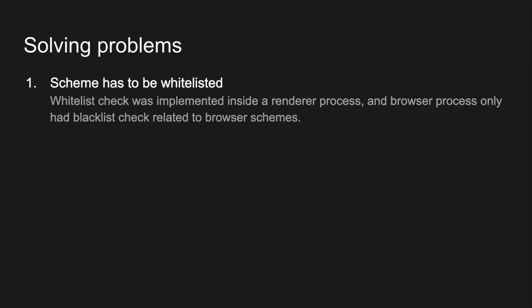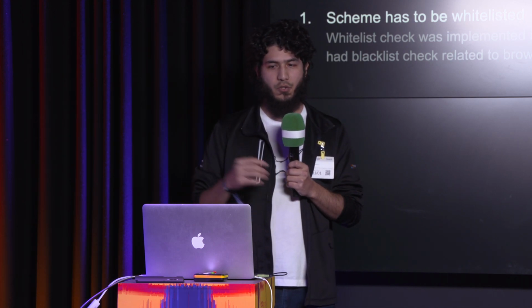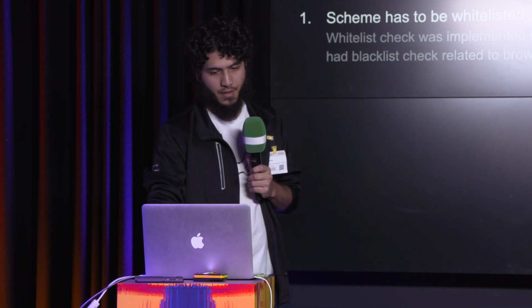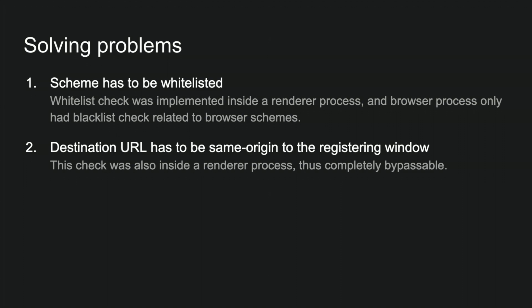So basically, it turned out that the whitelist was only in the render process. The browser process only had a blacklist. So you could say, I want to handle the Skype scheme, I want to handle the MS Word scheme, I want to handle anything that is not related to the browser, and you could handle that request. The destination URL check was completely in the render process. So you could say, okay, please forward the request coming to this scheme to this site.